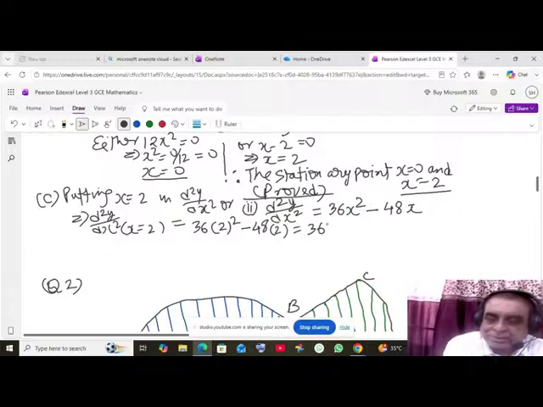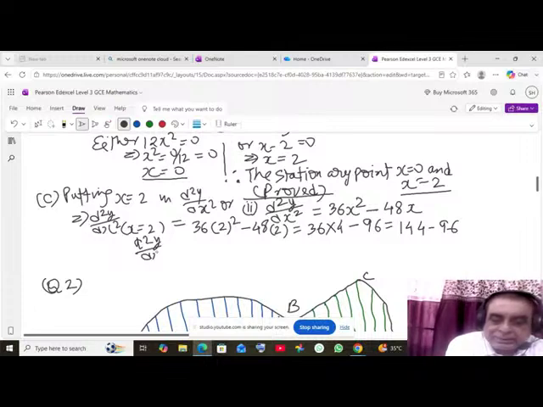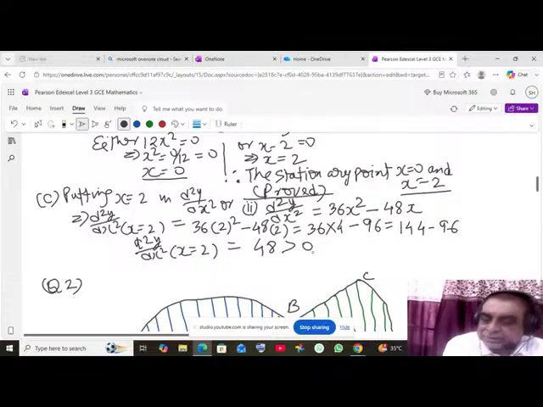So this becomes 36 times 2 squared, whose value is 4, minus 48 times 2, which is 96. Solve it. So 4 times 6 is 24, carry is 2. 4 times 3 is 12, and 2 added is 14. So 144 minus 96. So what we get? So d squared y by dx squared for the x value equals 2. Now subtract here. 14 minus 6 is 8 and 13 minus 9 is 4, so 48, which is greater than 0.